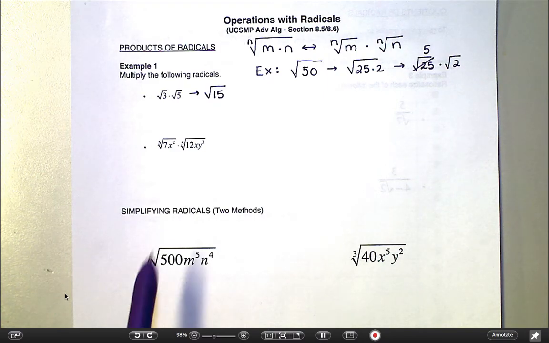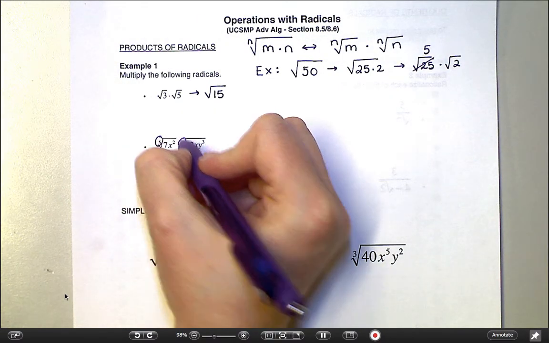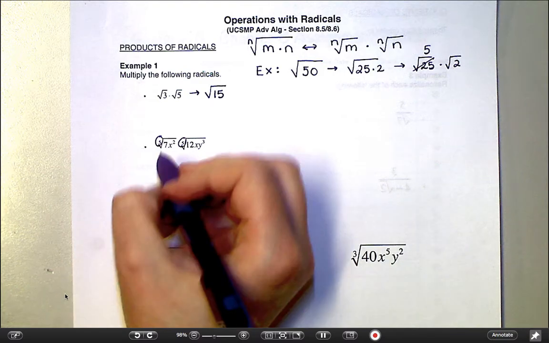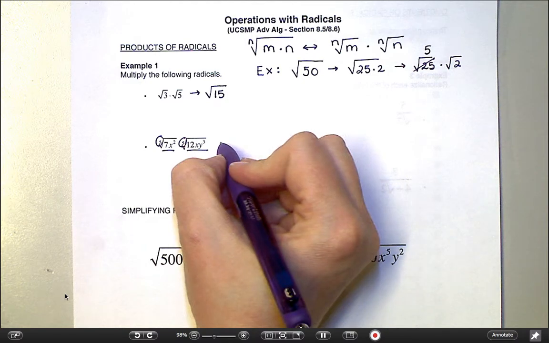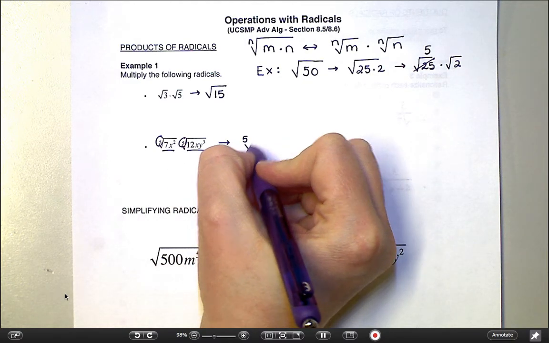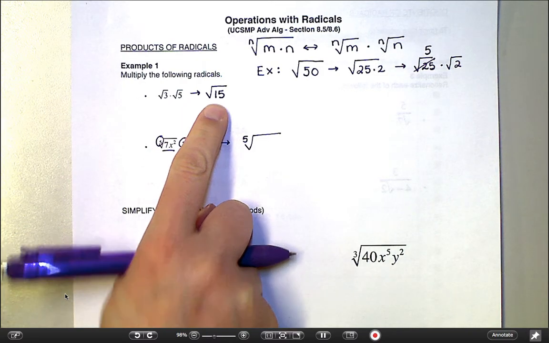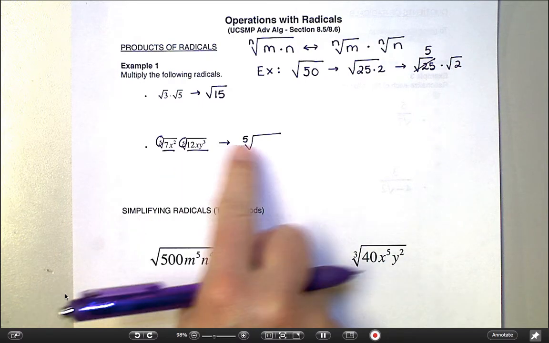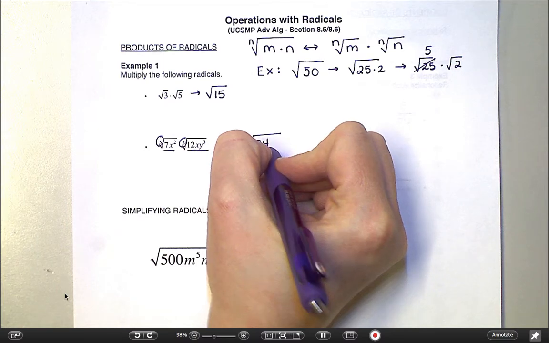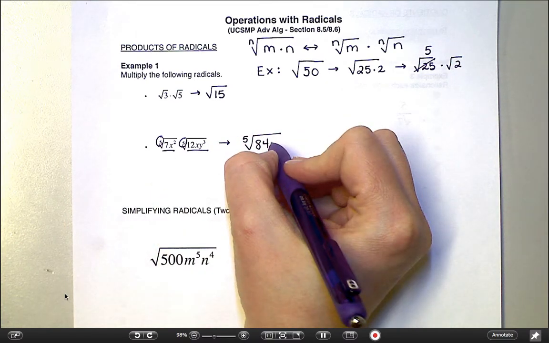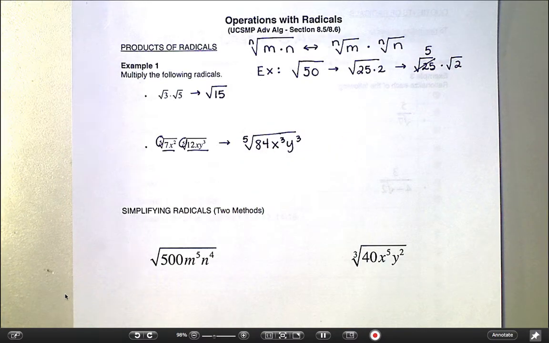With the next example, they're both fifth roots. I do have to check and make sure these two things are the same. But because they are, now I'm just multiplying these two things together. So I'm going to go 7 times 12, and this is going to give me another fifth root. Notice that the root doesn't change. Just like up here, a square root and a square root still stayed a square root. Now I've got fifth root and fifth root, still a fifth root. 7 times 12 is 84. Altogether, I would have x to the third, y to the third. And that would be my final answer there.